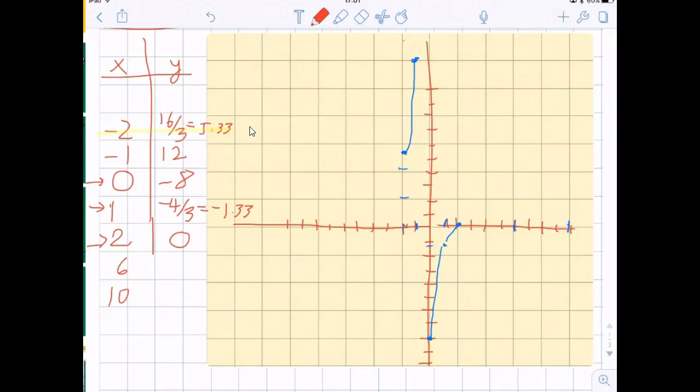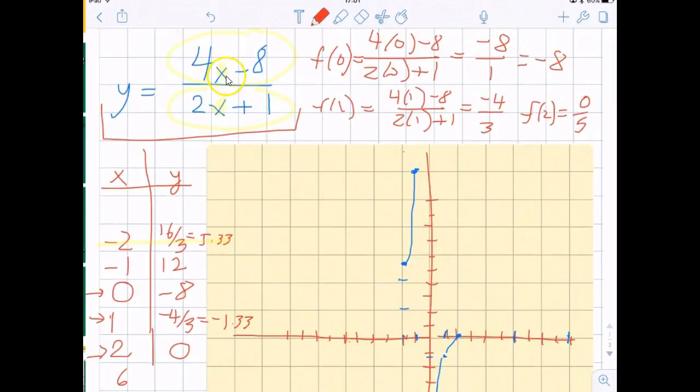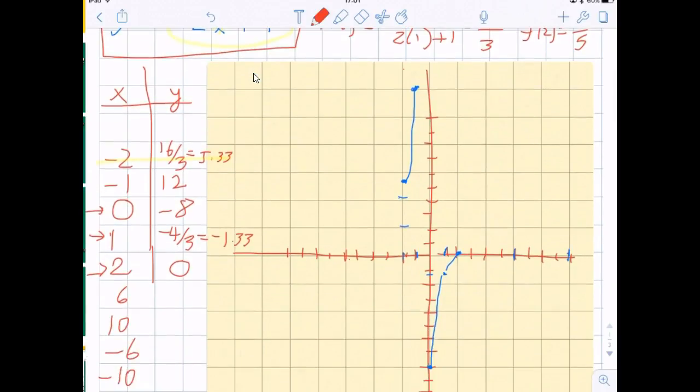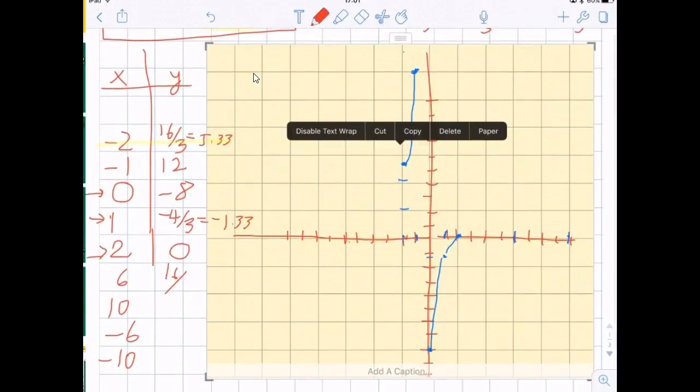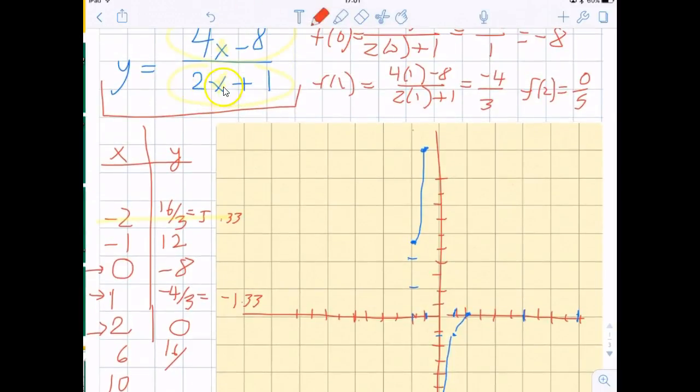6 and 10. Maybe I'll try and point out here, this would be -6, -6, and maybe -10. Okay, let's try all those. So we'll do 6 first. If we do 6 first, let's look at our equation again. We'll put 6 in here. We'll do 4 times 6, which is 24, minus 8, which is 16. So the numerator is going to be 16. And then the denominator, let's see, it's going to be 2 times 6, which is 12, plus 1, which is 13.